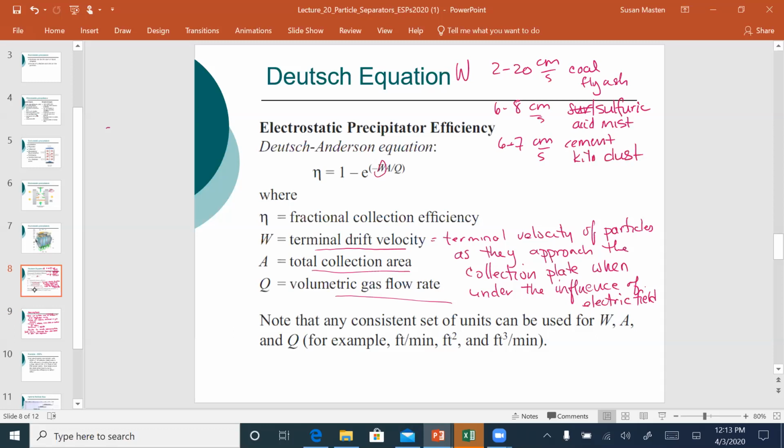So for a lot of this material, for coal fly ash, it actually varies significantly. It really depends on the source of the fly ash, how that coal was processed. On the other hand, for cement kiln dust, the range is quite narrow. It's only about 6 to 7 centimeters per second.